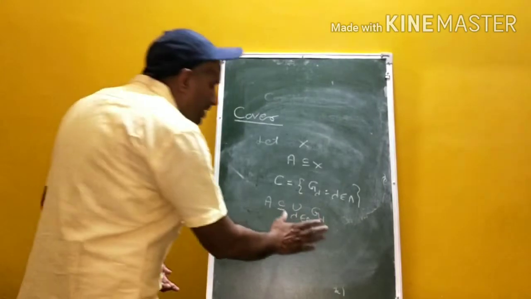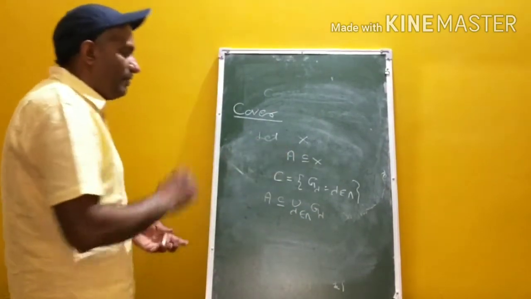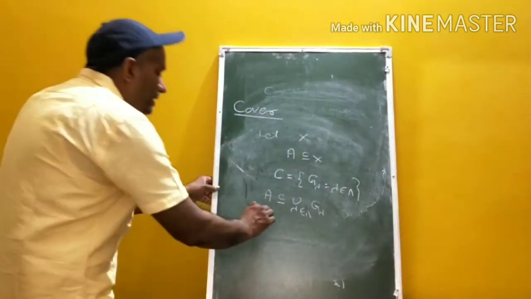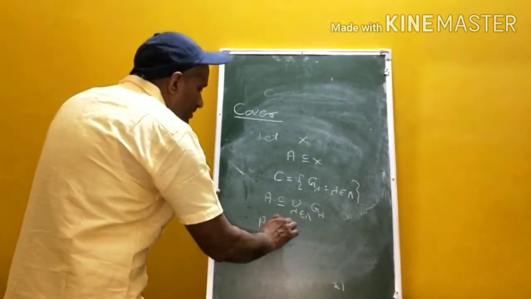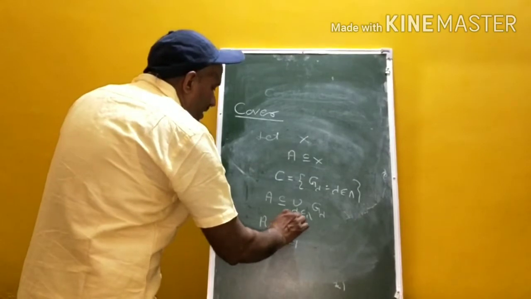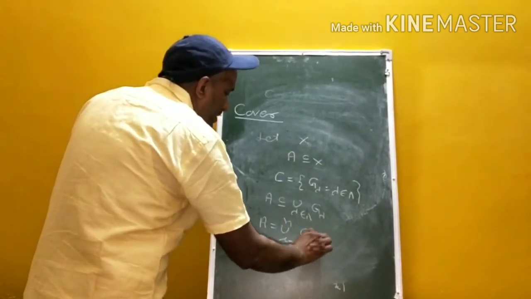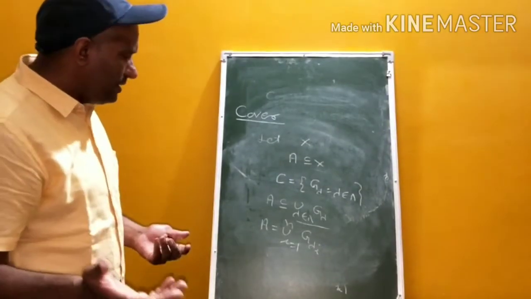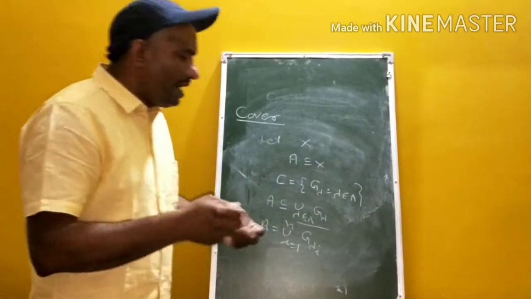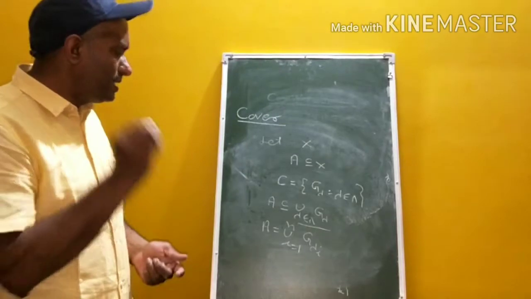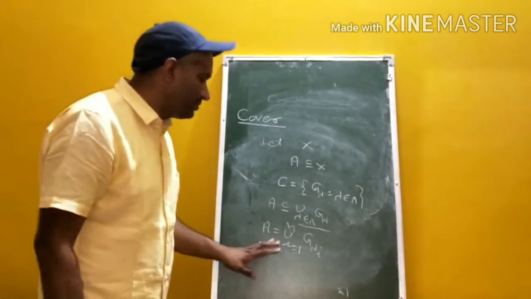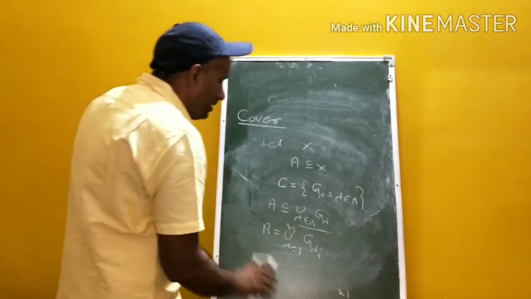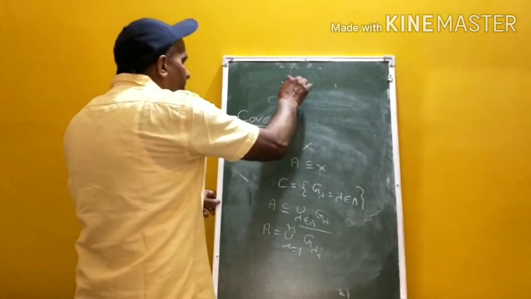If this cover has a finite subcover, then we say that this set is compact. Finite means A can be written as the union over i from 1 to n of G lambda i. If you take any cover and every cover has a finite subcover, then we say that set is said to be compact. Now we come to when a space is said to be compact.